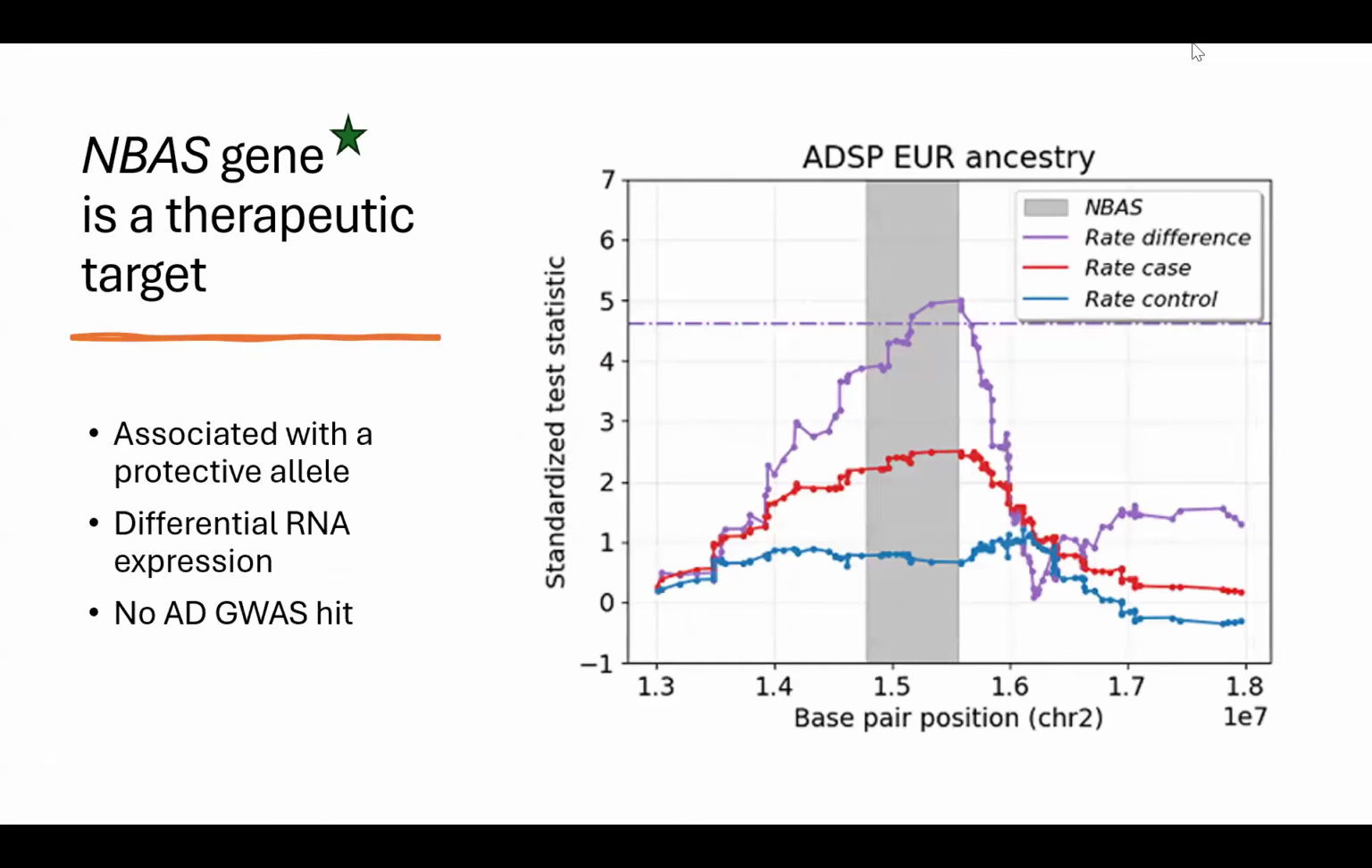So this covers the NBAS gene, which is a known therapeutic target in the Alzheimer's field. It's been associated with a protective allele on the mitochondrial genome, and it's been proposed as a therapeutic target because of differential RNA expression. However, we have not found a single marker GWAS hit with AD for this gene. So our work, shown zoomed in on the right-hand side of the screen, has identified a genetic association with this rate difference of IBD.